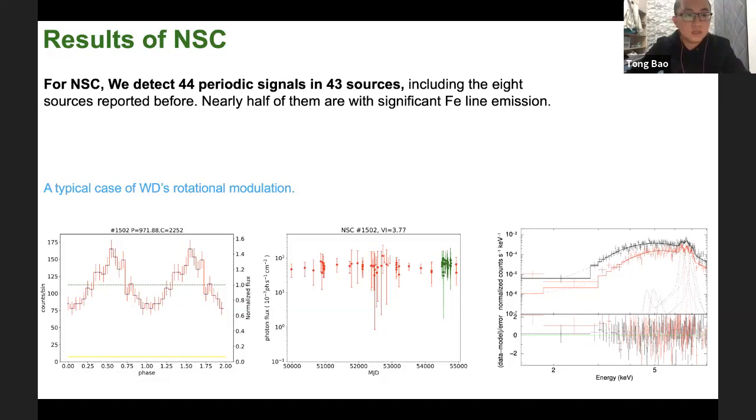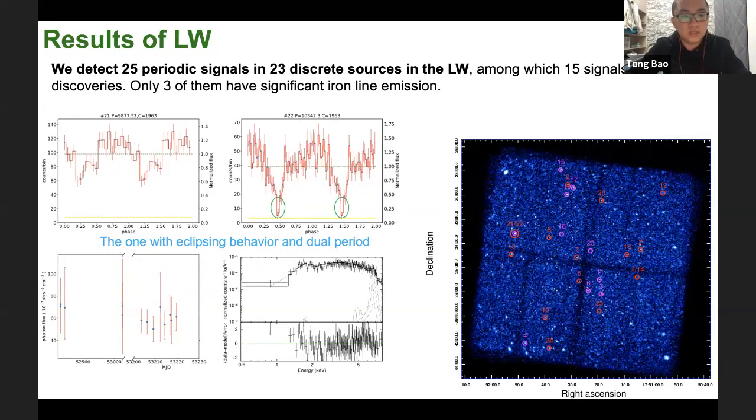And for the Limiting Window region, we detected 25 periodic signals, and only 3 of them have significant iron line emission, indicating a poor metallicity here. And I present the one with eclipsing behavior and dual periods. We believe the shorter period here is the spin of the white dwarf, and the longer one must be the orbital period, since we already see the eclipsing behavior around phase 0.5. And their positions in this region are shown in this figure.